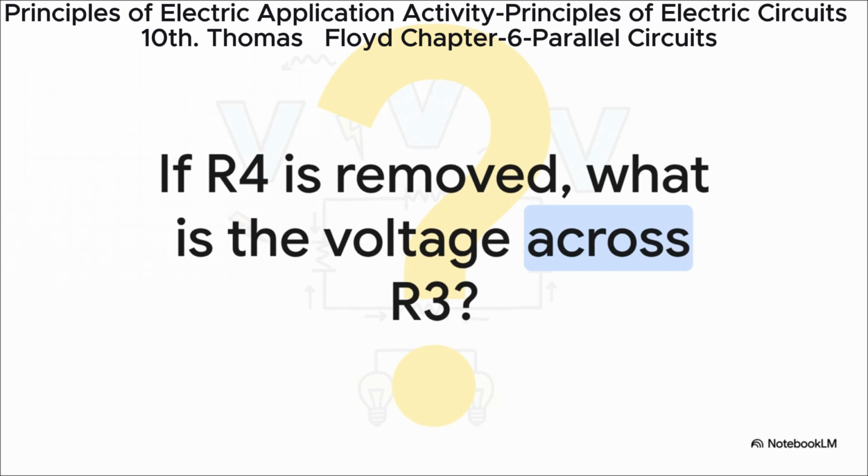R3 is still hooked up directly across that 25-volt source. Taking away another parallel branch doesn't change a thing for the others. The voltage on R3 stays at a solid 25 volts.